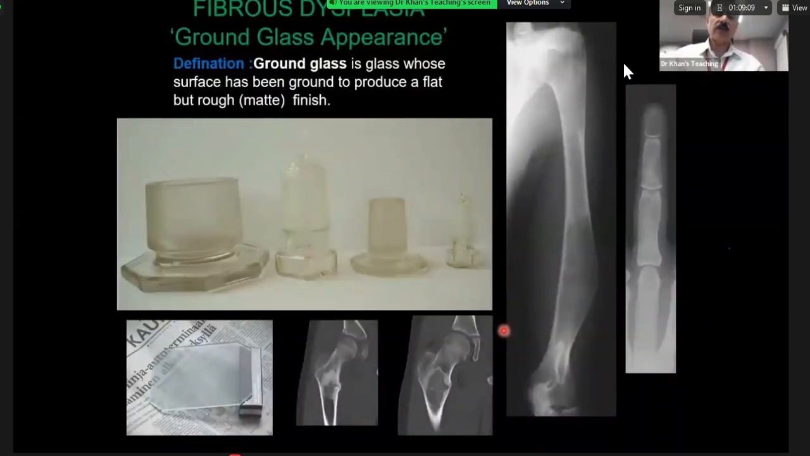What I've seen is that inexperienced people think that fibrous dysplasia means ground glass. No, fibrous dysplasia can be ground glass, but can be other kinds of appearances. So we have to go back to the pathology. First of all, look at the word ground glass. This is from Wikipedia. Ground glass is a glass whose surface has been ground to produce a flat but rough matte finish. So this is the appearance. It is a sort of opaque type of glass. This is known as ground glass appearance, classically seen here.